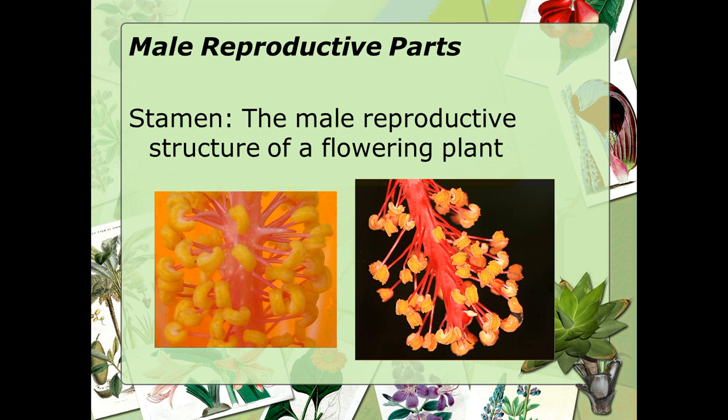The male reproductive part is called the stamen. You can see some examples here of stamens that exist in flowers. There are several of them, well, many of them actually, coming off of here. You should have also seen these in your flowers when you dissected them.